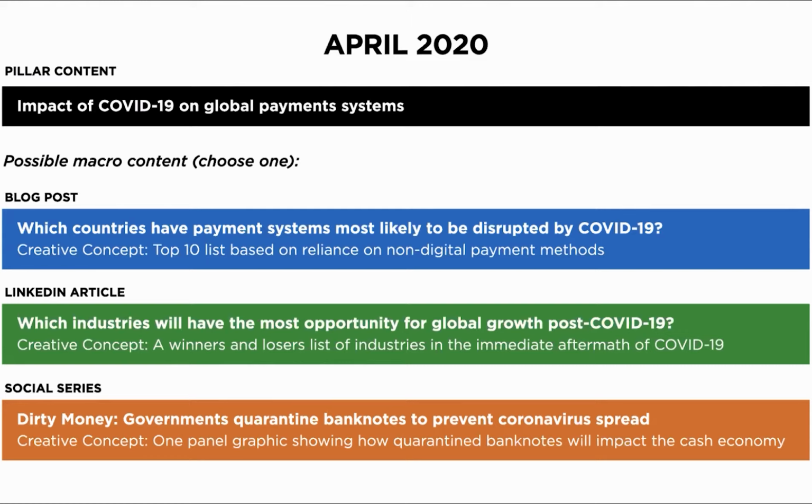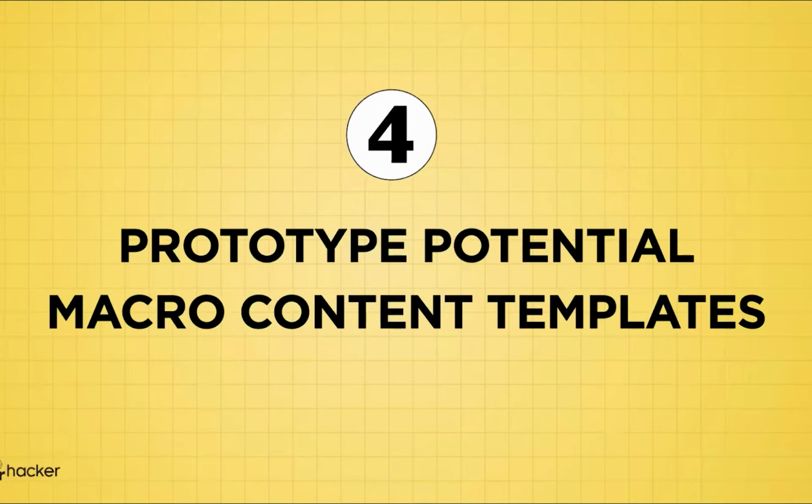So we'll start thinking about it, and usually early on, if we're new to stackable content, we'll start prototyping: what does a blog post look like for us? What does a LinkedIn article look like? How is it different than a blog post? What is a social series that is more in discrete pieces? What does that look like? So again, the point being to prototype potential macro content templates.